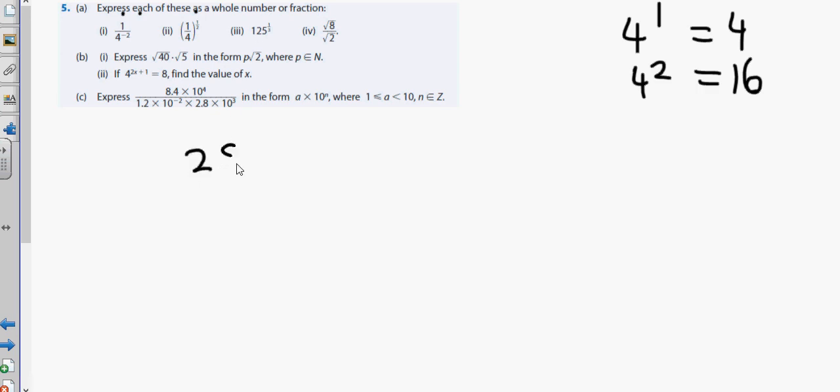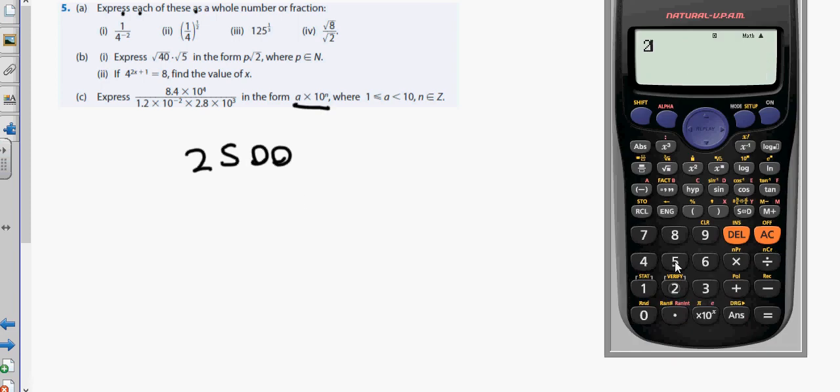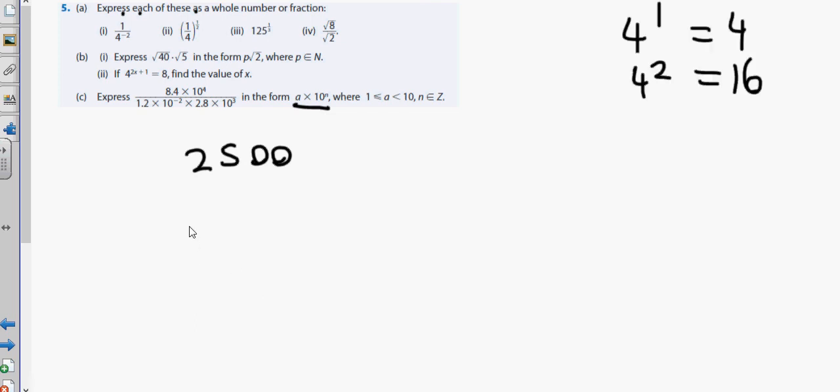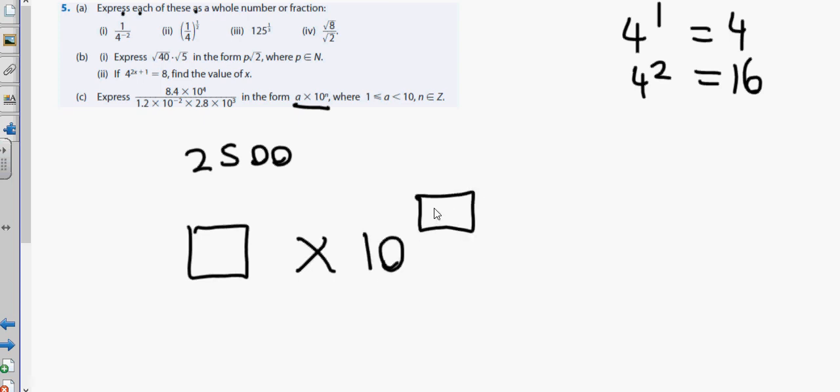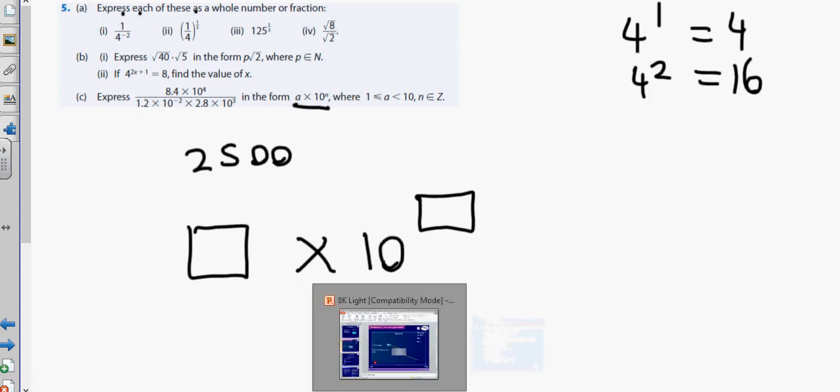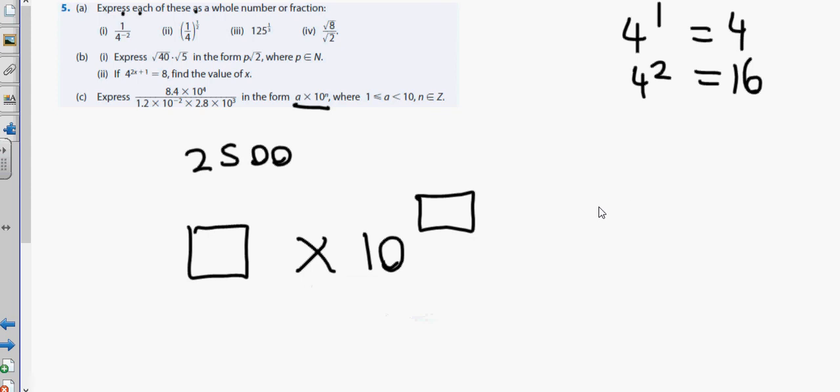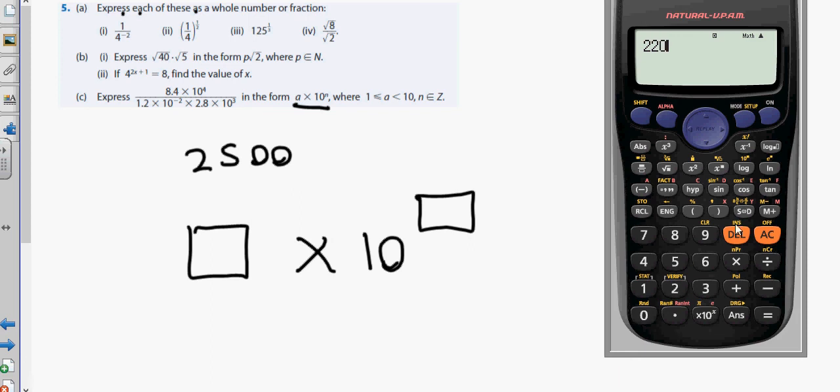So 2,500 is not in this form. Divide 2,500 by 10. Remember, it's going to be something multiplied by 10 to the power of a positive number, because the number is above 1. So what we're going to get here is, divide 2,500 by 10 and see how many 10s it takes to get it down between 1 and 10.